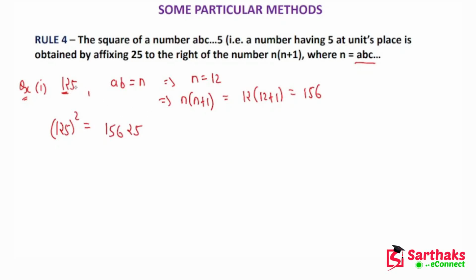125, in this, leaving 5, everything would be ABC. So here we have AB only, we have to assume it. And again, it is not 1 into 2, it is a 2-digit number formed by these digits. So AB is equal to N. So it will be 12. So it will be a 2-digit number. Then N into N plus 1 would be 156. Then N into N plus 1 would be the predecessor of 25. So 25 is fixed to the right, and then we have to fill this particular gap by N into N plus 1.